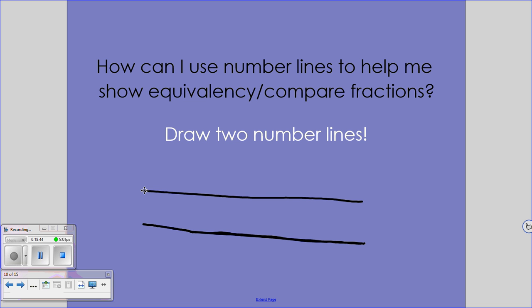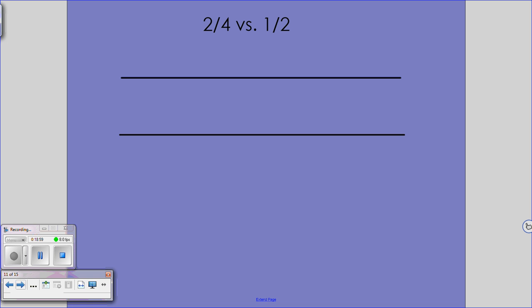So when we use number lines, it's going to be set up just like visual models. You're going to have to draw 2 of them. They're going to have to be the same length. And we're going to go about it that way. Okay? Alright, so let's look at 2/4 versus 1/2. So I have 2 number lines. They're exactly the same length. Remember, we draw number lines margin to margin across on our blue lines on our paper. We're going to compare 2/4 to 1/2.